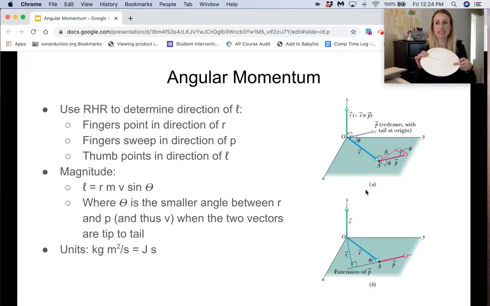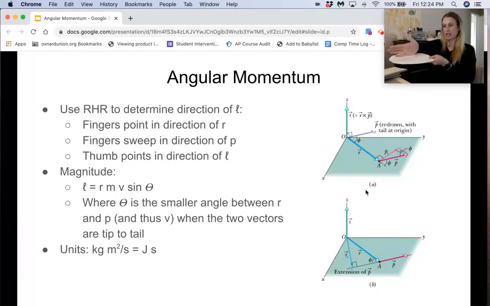So if we have something like this, this would be our plane here. Say that this is the point we're measuring it from, and our point is here. So this is our r vector. I would point my fingers in the direction of r, and then say the momentum is going that direction. I would curl my fingers in the direction of momentum, and my thumb points upwards. So it's always going to be perpendicular to that plane here.